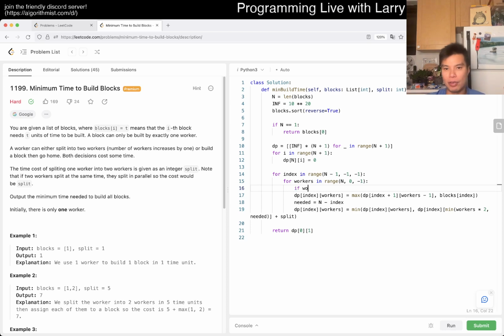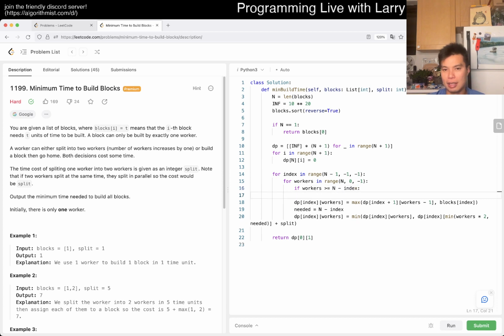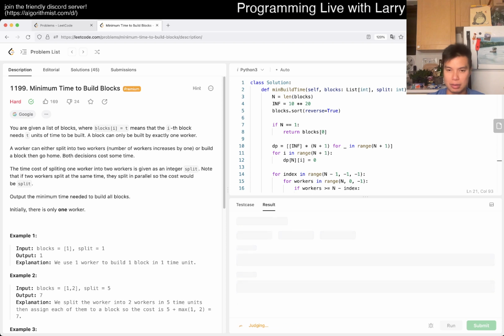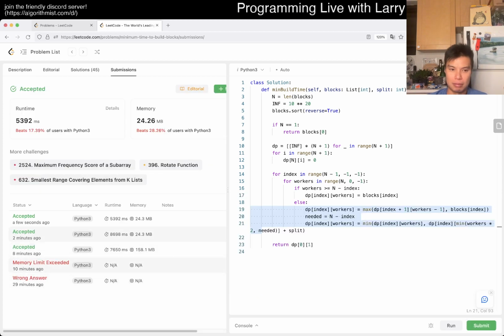Workers, if workers is greater than or equal to n minus index or something, then dp of index workers is equal to... what is that equal to? Box of index, right? As we said. This already looks a little bit faster. Let's give it a submit. Yeah, see now you can see that it's shaved a little bit.